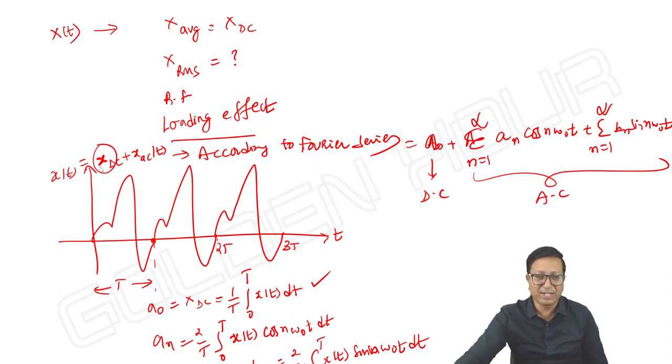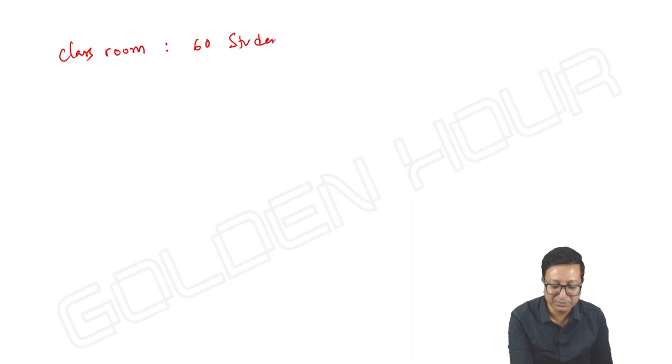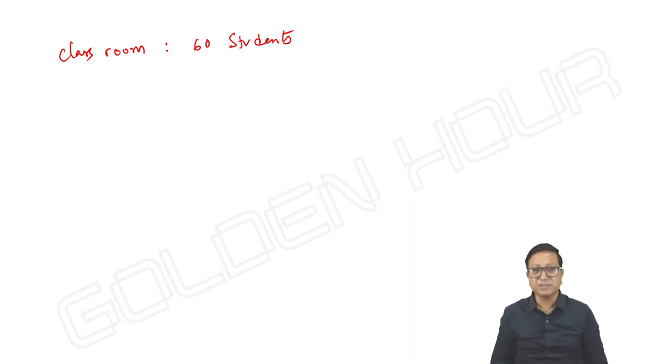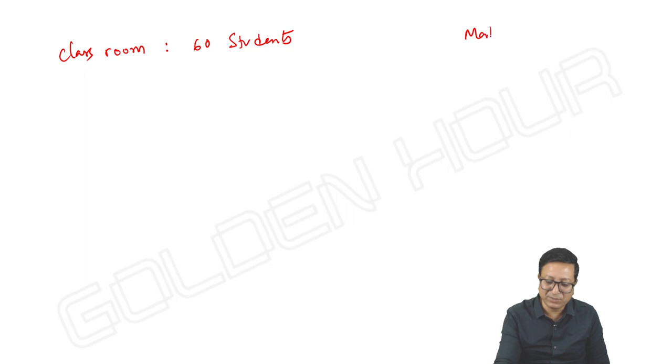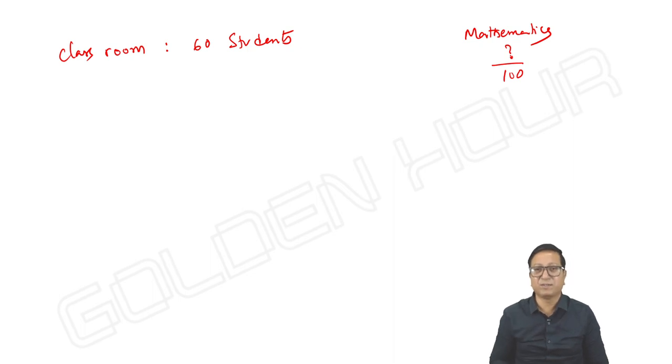So here, what is meant by average or DC value? What is its significance? The best example is average value. Suppose you take a classroom which contains 60 students. The best example I can take. Then what is the average mark of all the students in a particular subject? Suppose mathematics, one subject is there. Out of 60 students, if I take the marks out of 100, what is the average percentage, average mark of the class?